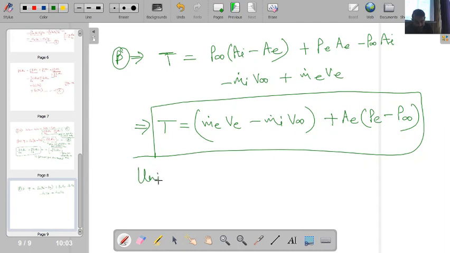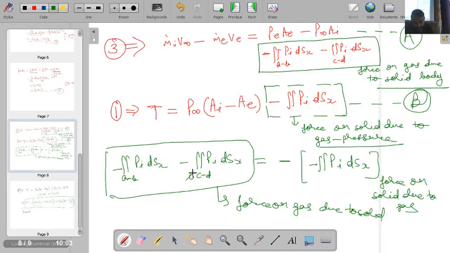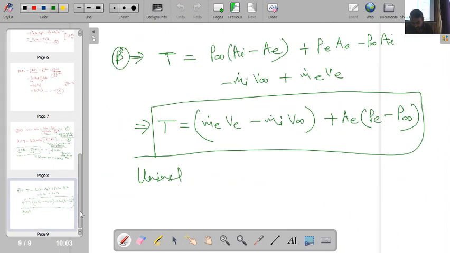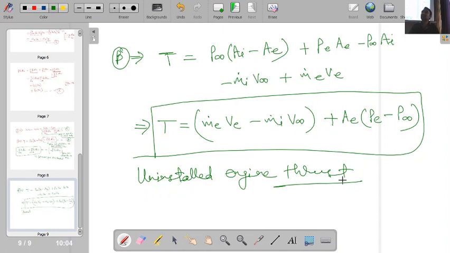not thrust, uninstalled engine thrust. Okay, why uninstalled? Because outside we are considering nothing but atmospheric pressure, a uniform pressure distribution, whereas in an actual running engine the outside pressure distribution will not be P infinity. Okay, and you can see the beauty of this momentum equation over here.